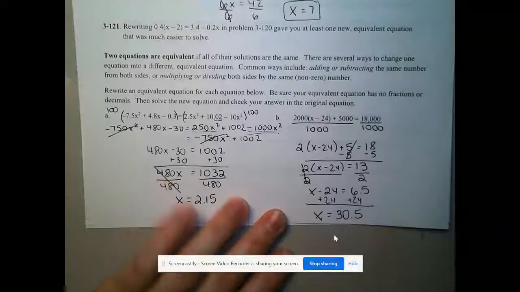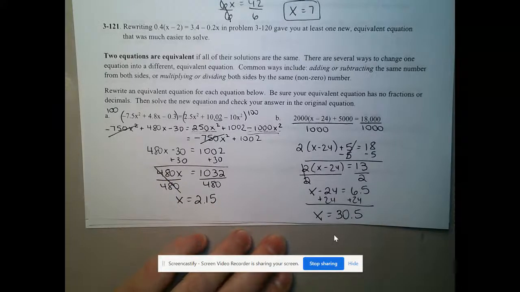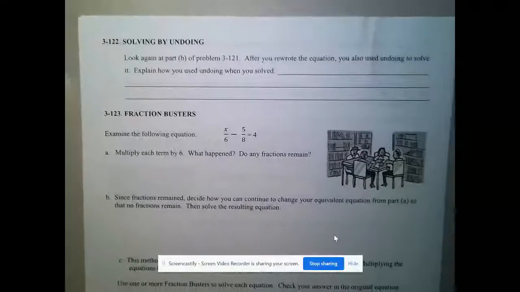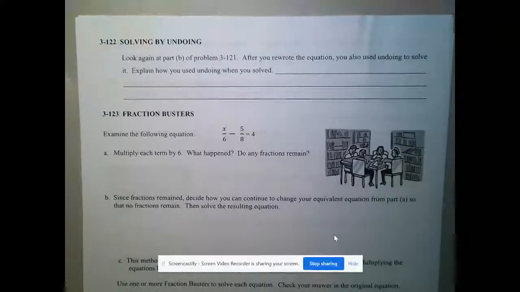Not a particularly unfriendly number, so I'm not thrown off too much by the fact that there's a decimal because it's a very familiar decimal, a very easy decimal to work with, a half. All right, so then we're going to flip this over and look at the back side. Solving by undoing. We actually kind of just did this. I did the solving by undoing on 3,122. We added the 5 to both sides and then divided both sides instead of distributing.